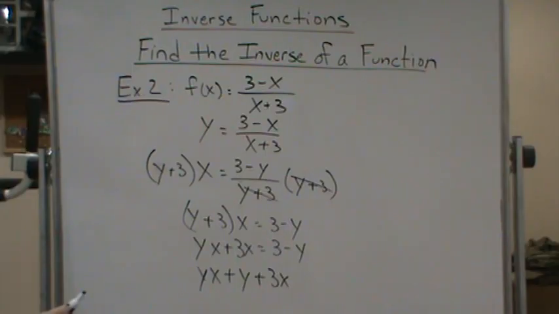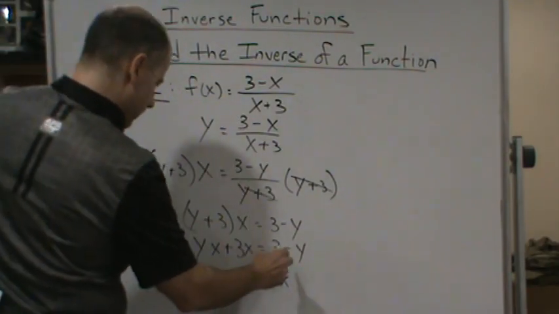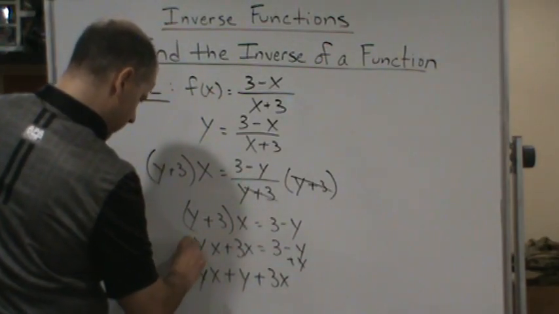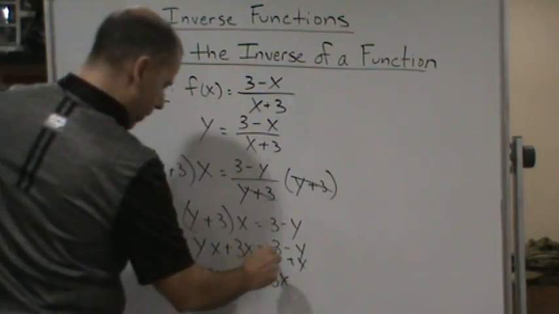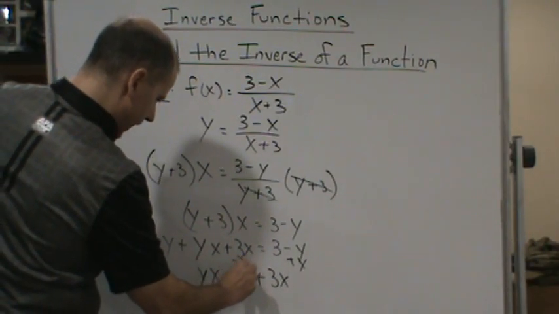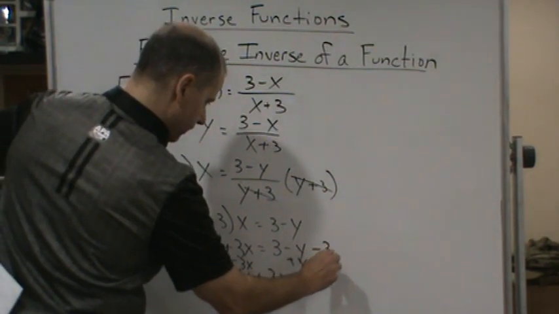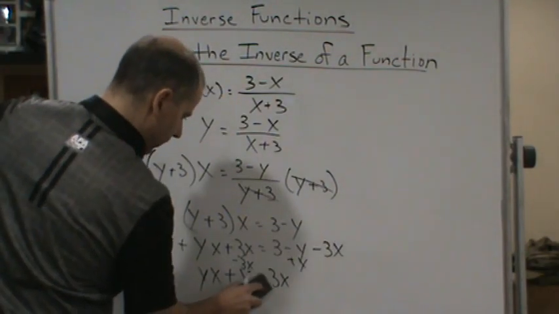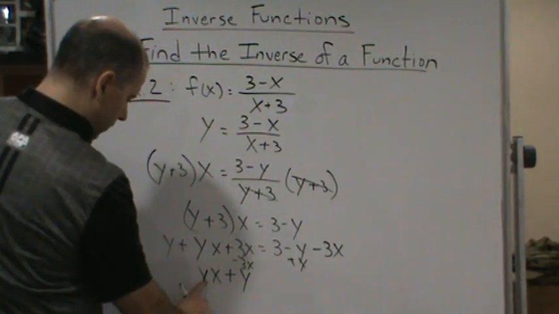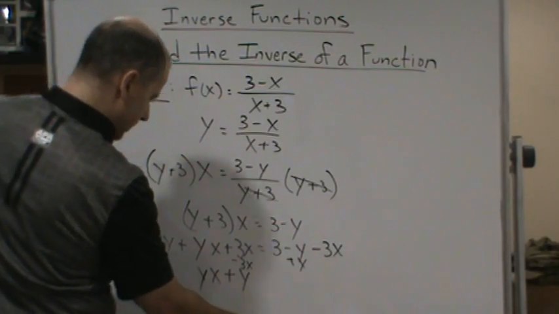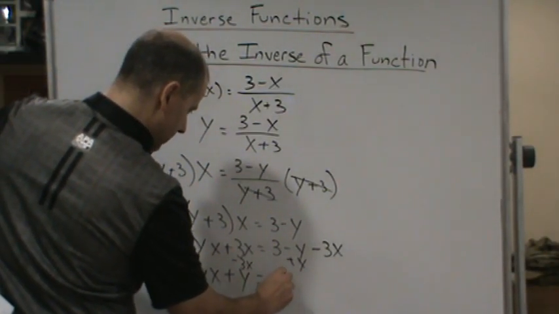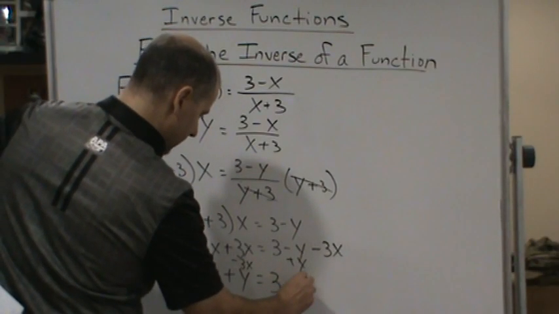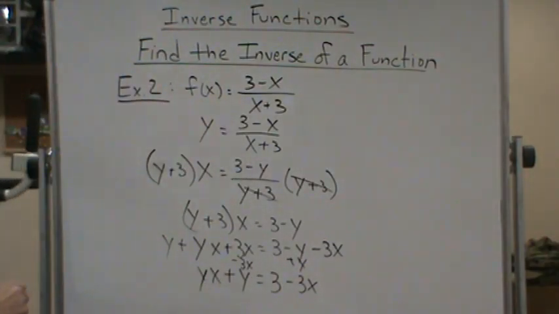Now what I'm going to do also is add y to both sides here. And then I'm also going to subtract 3x from both sides. And so what happens is, I get yx plus y on one side, and I get 3 minus 3x on the other side.